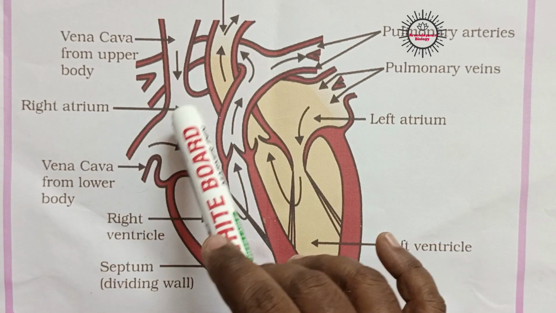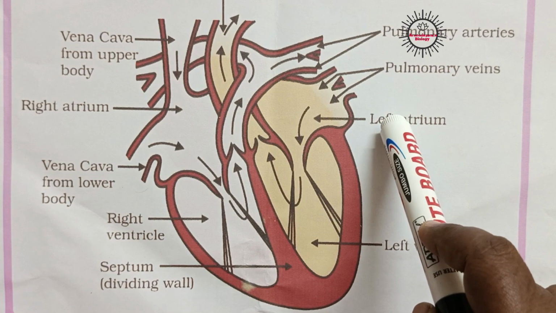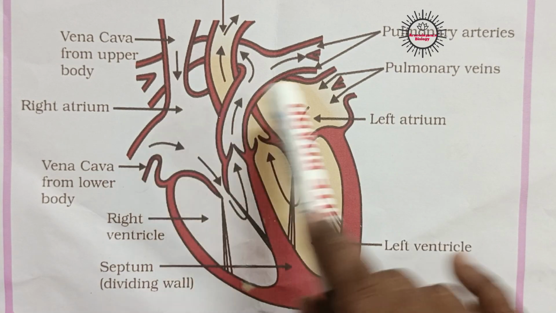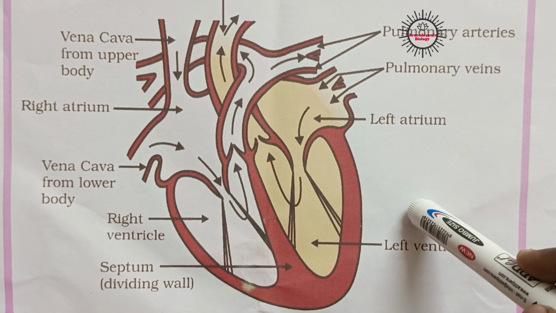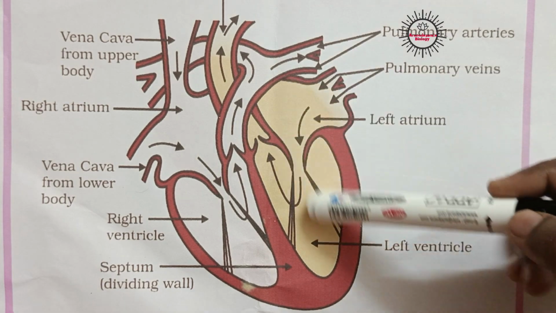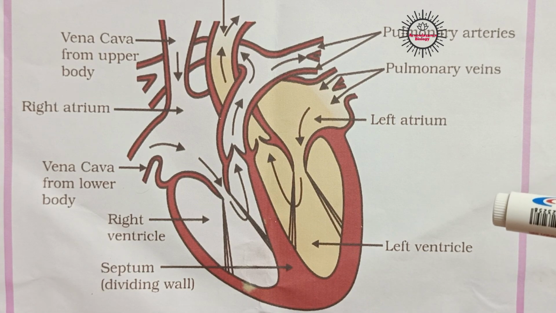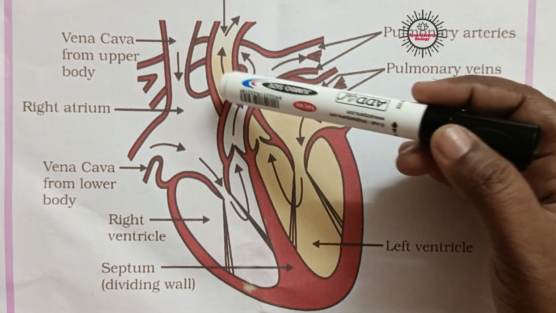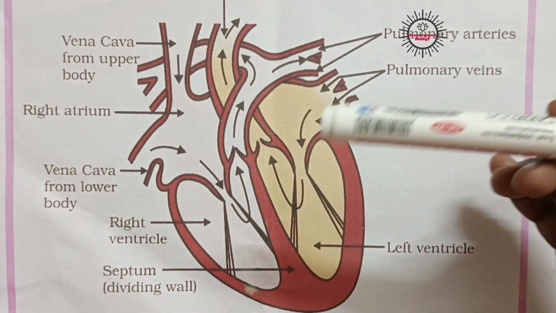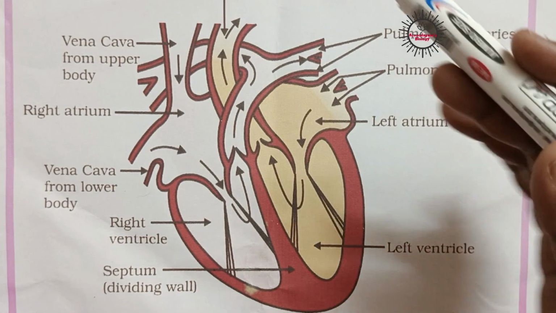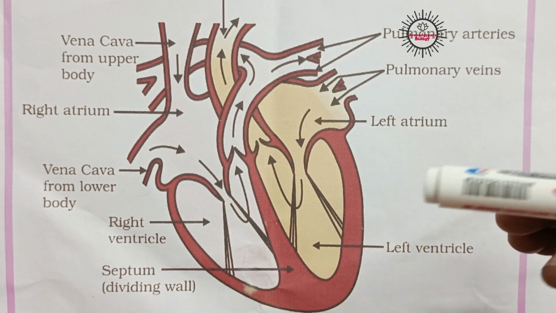Okay, the right side upper chamber is called the right atrium. This is the left atrium. This is the right ventricle and this is the left ventricle. On the left side we have oxygenated blood and on the right side we have deoxygenated blood. In order to prevent their mixing, walls called septa are present between these chambers, partition walls to prevent the mixing of these two types of blood.